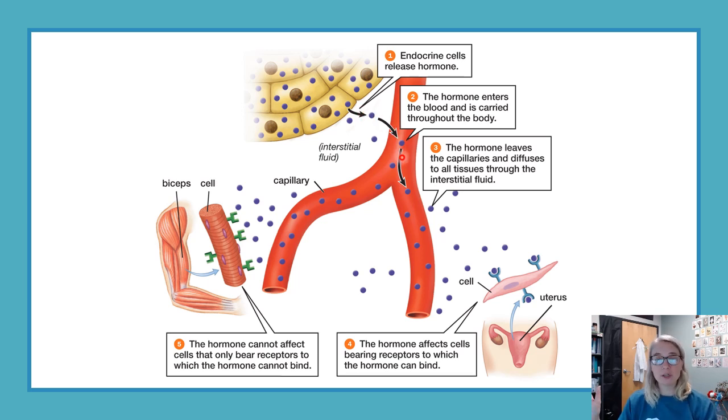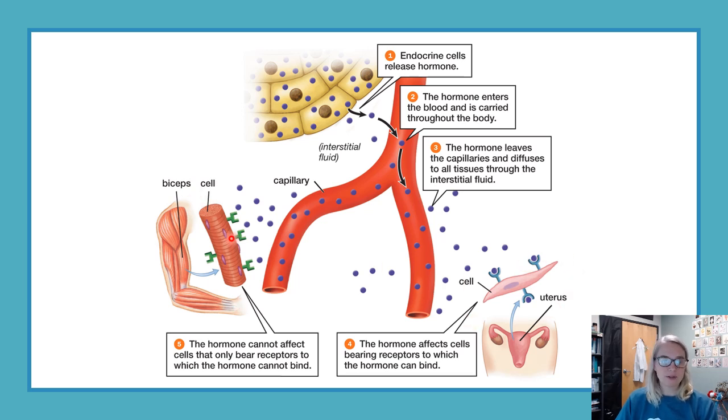Estrogen can go anywhere the blood goes, and it diffuses out of the capillary into the tissues. And so here's the uterus that has the receptors that match estrogen. So then the uterus will respond or have an effect, whatever it's programmed to do in the presence of estrogen, it will do that.